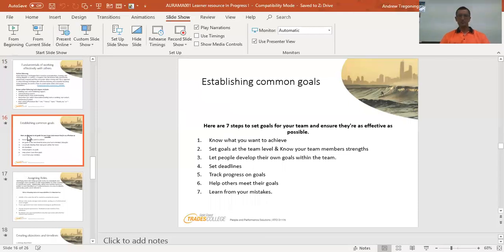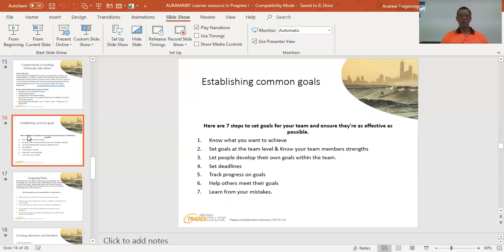That brings us to the next page. If we're in an automotive workplace or any workplace for that matter, we will most likely be working with others. Very commonly in a business, we're establishing common goals. We have meetings and discussions with common goals in mind. I've just got some bullet points on this tile. Here are 7 steps to set goals for your team and ensure they're as effective as possible. So, 7 steps to establishing common goals.